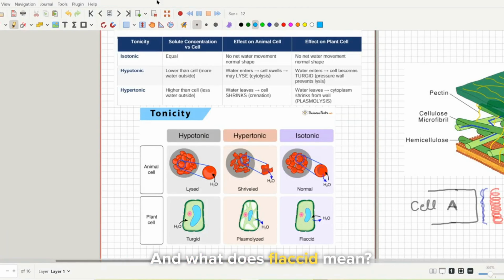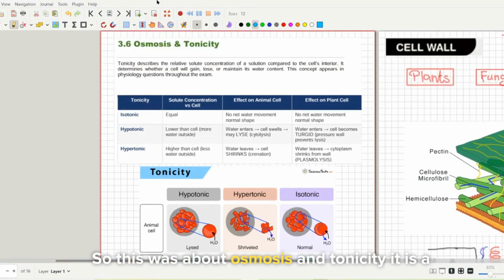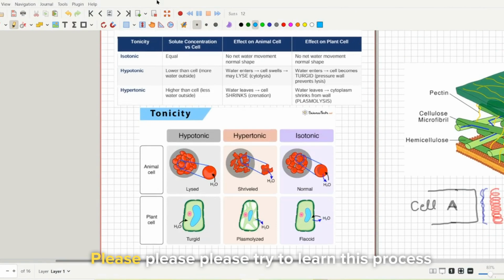And what does flaccid mean? Flaccid means that the cell is in a normal or equilibrium condition and the water is going in and out of the cell, and it is really a good position to be in. The cell wants to be in isotonic condition, not in hypotonic or hypertonic. It always wants to be in isotonic condition. So this was about osmosis and tonicity. It is a really important concept. Please try to learn this process, and don't make any mistakes on these concepts in your IMAT exam, because these concepts have been asked many times in past IMAT papers. So there are really high chances that this kind of concept can be repeated.